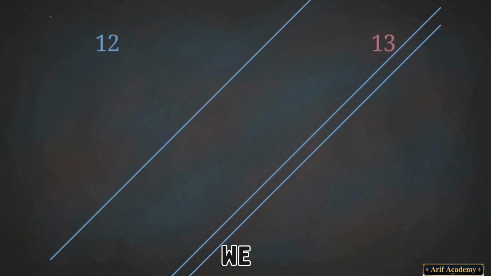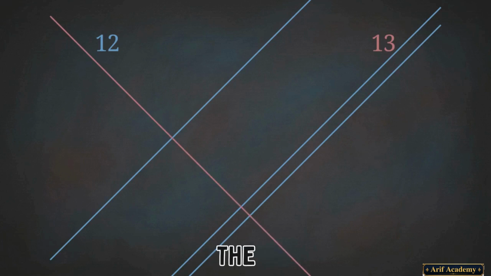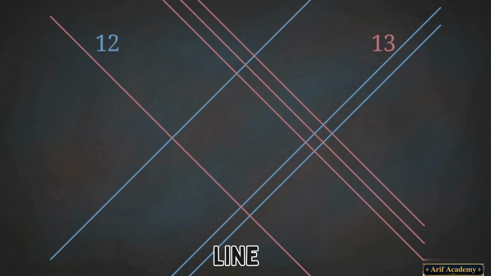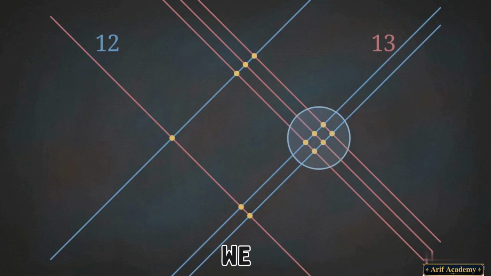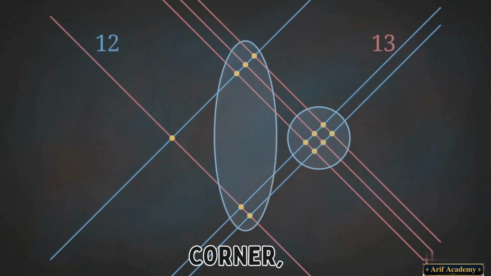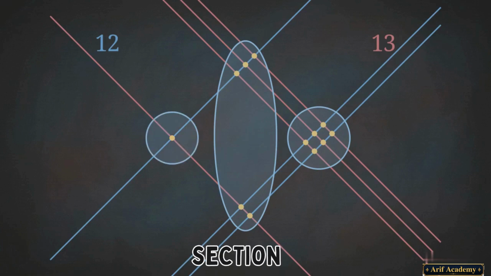For 13, we draw the exact same pattern in the opposite direction. One line here, a gap, and three lines here, slicing directly through the first set. The step that trips up beginners is grouping the intersection points. We have to isolate the far right corner, grab the wide diagonal stretch in the middle, and section off the far left corner. Now, starting from the right, count the dots.